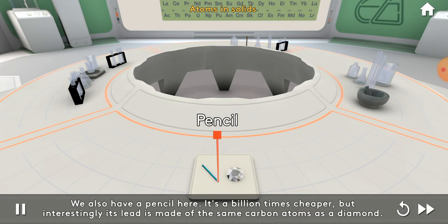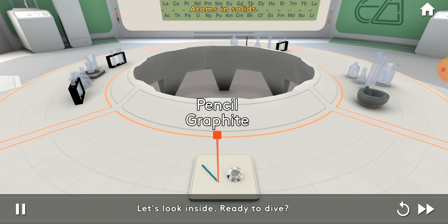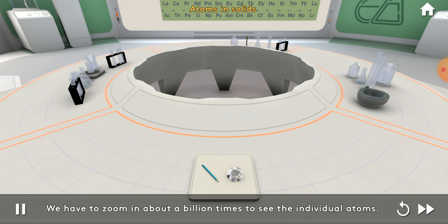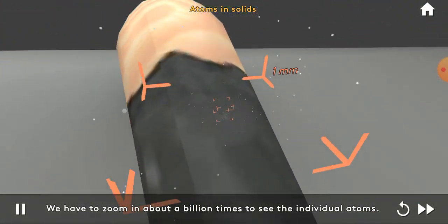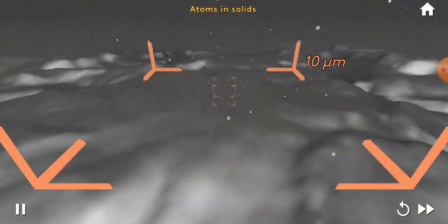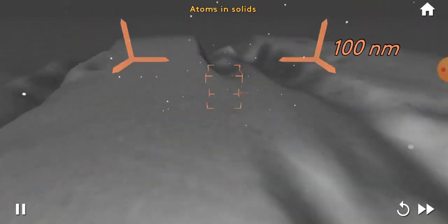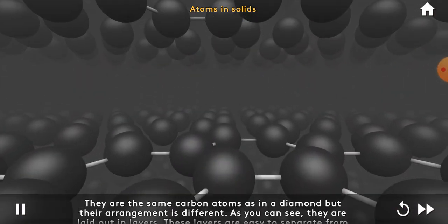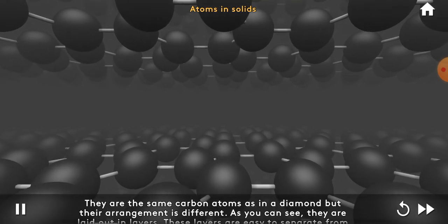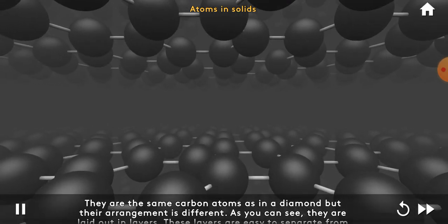We also have a pencil here. It's 1 billion times cheaper, but interestingly, its lead is made of the same carbon atoms as a diamond. Let's look inside. Ready to dive? We have to zoom in about 1 billion times to see the individual atoms. They are the same carbon atoms as in a diamond, but their arrangement is different.